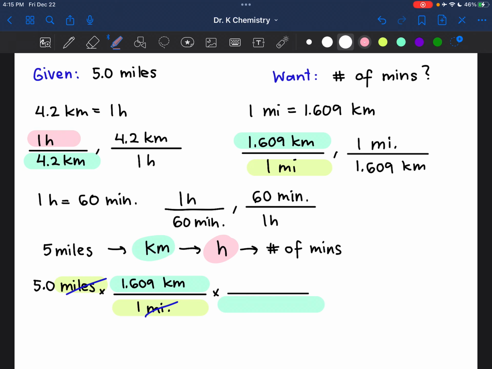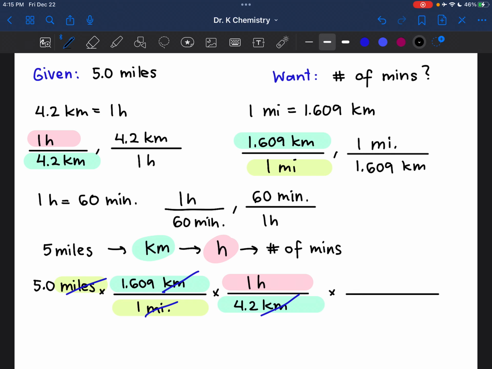So I see that kilometers will need to go in the denominator and hours will need to go in the numerator. So I'm going to use the left version of that conversion factor, and I will put 4.2 kilometers on the bottom and 1 hour up top. Now I see that kilometers are diagonal. Those are going to cancel, and we're now in hours.